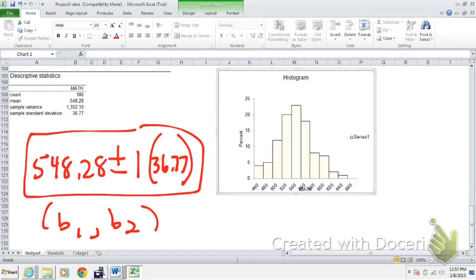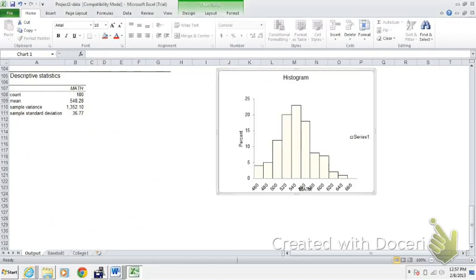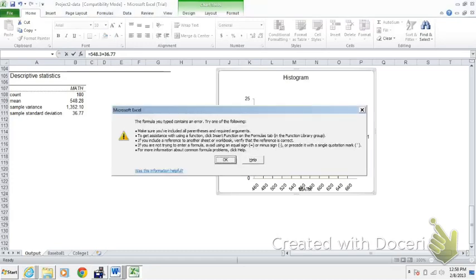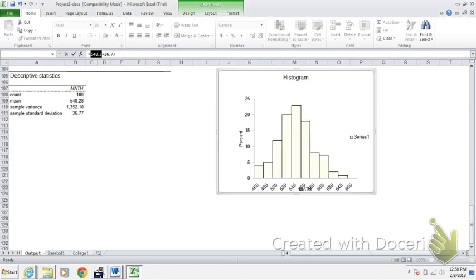And, if you like, you could probably just type that up here, 548, I'm just going to say 0.3, rounded, plus 36.77. Oops, I'll put it equals here. Actually, I should make sure you're in the right cell here.